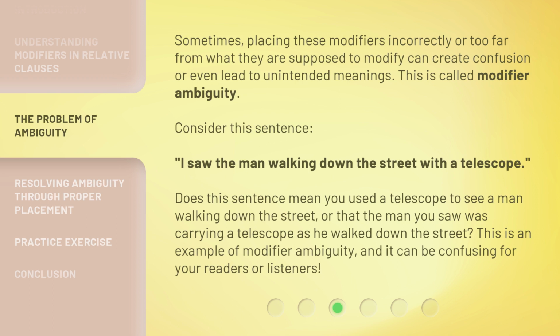Sometimes, placing these modifiers incorrectly or too far from what they are supposed to modify can create confusion or even lead to unintended meanings. This is called modifier ambiguity. Consider this sentence. I saw the man walking down the street with a telescope. Does this sentence mean you used a telescope to see a man walking down the street? Or that the man you saw was carrying a telescope as he walked down the street? This is an example of modifier ambiguity, and it can be confusing for your readers or listeners.